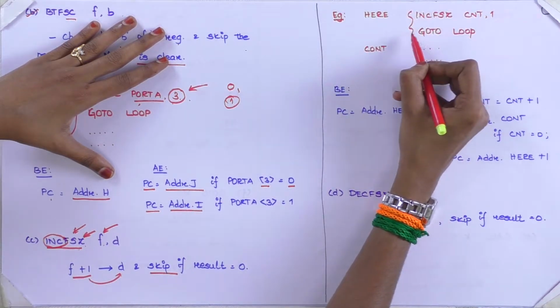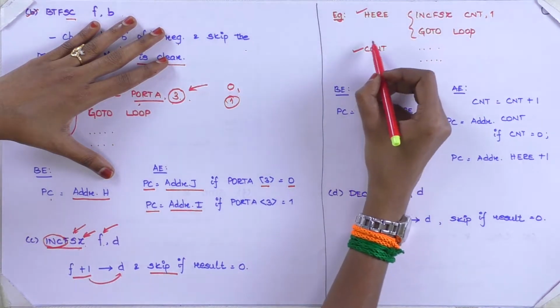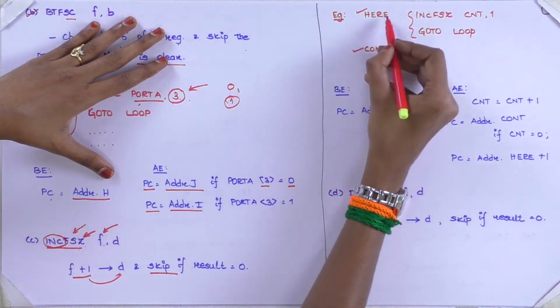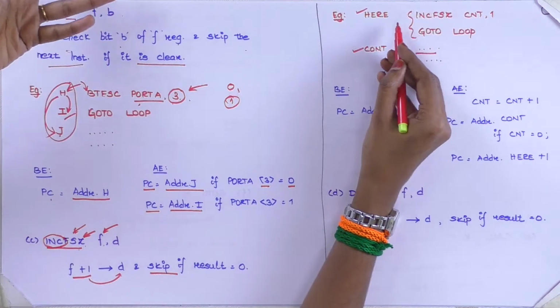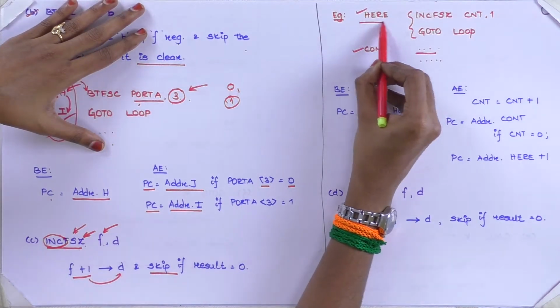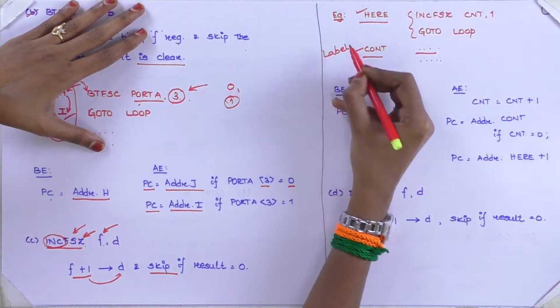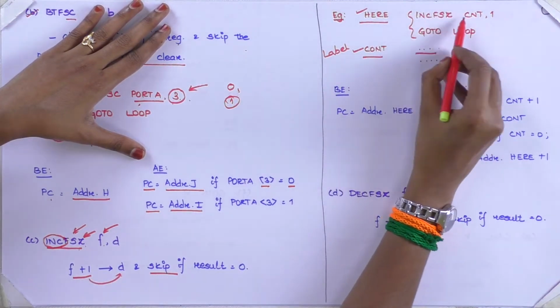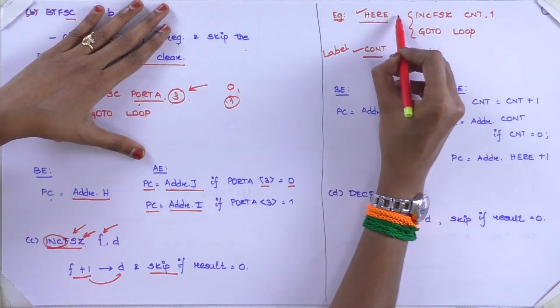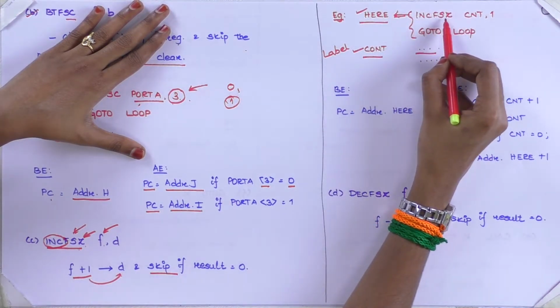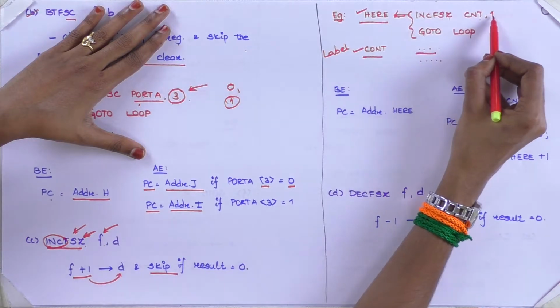So these are all the instructions, and here and CONT are the address of that particular line. Okay, don't get confused. Instead of mentioning the address 1500 and 1600, I have mentioned it with the name, that means with the label. Fine. So what I'm doing here, this instruction address is labeled with here. So INCF SZ is at CNT, 1.